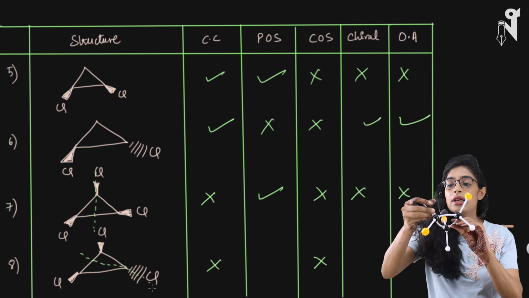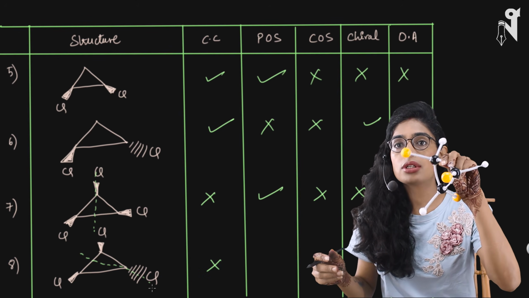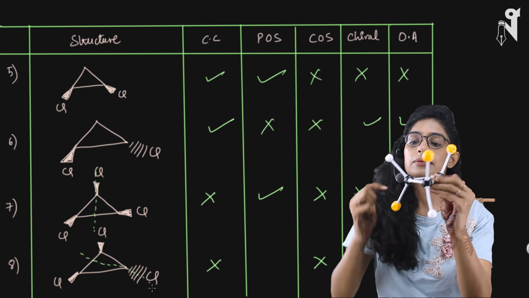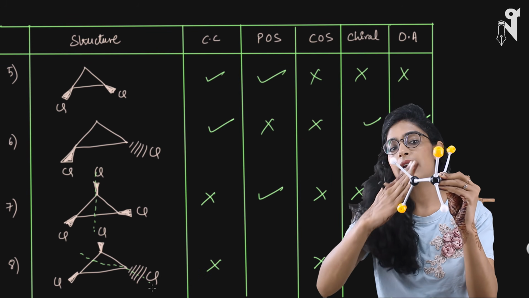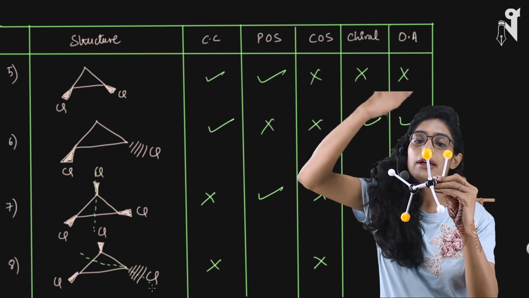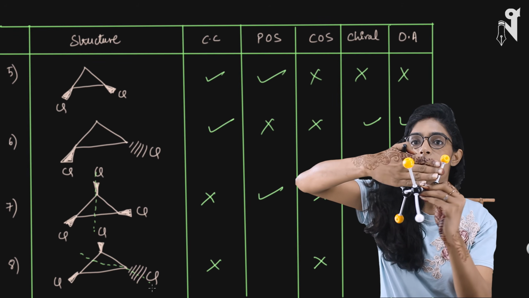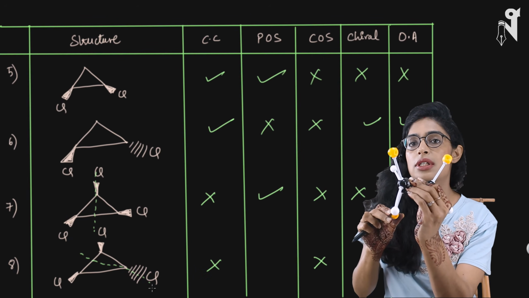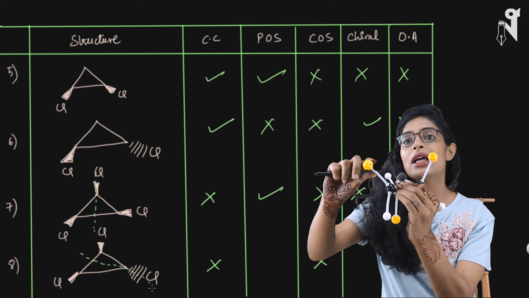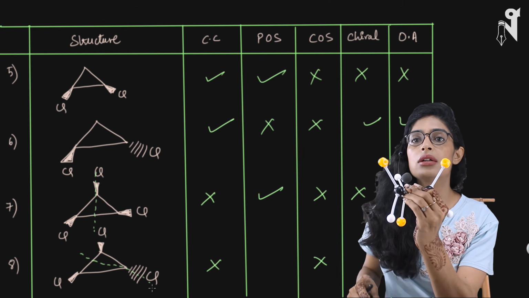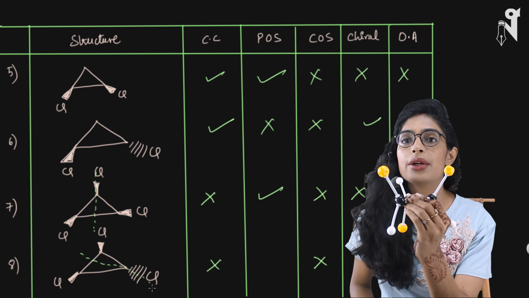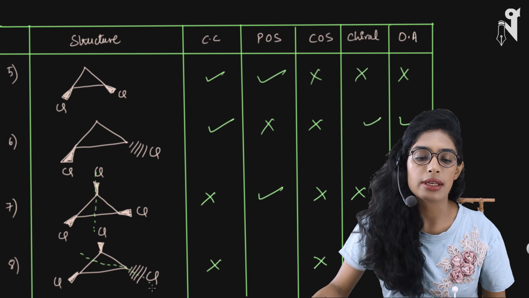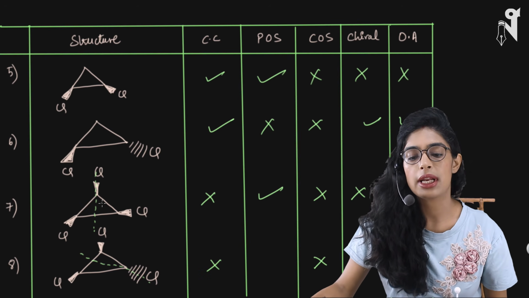Let me just show you this again. This is how the molecule structure is: two towards the viewer, one away from the viewer. If I cut it through this plane, basically I cut it like this. What will happen? This hydrogen will get divided into two equal halves. This chlorine will get divided into two equal halves. In one half you will get one chlorine, in the other half you'll get another chlorine, and your molecule will divide into two equal halves, right? So this possesses POS, hence no chirality, no optical activity.